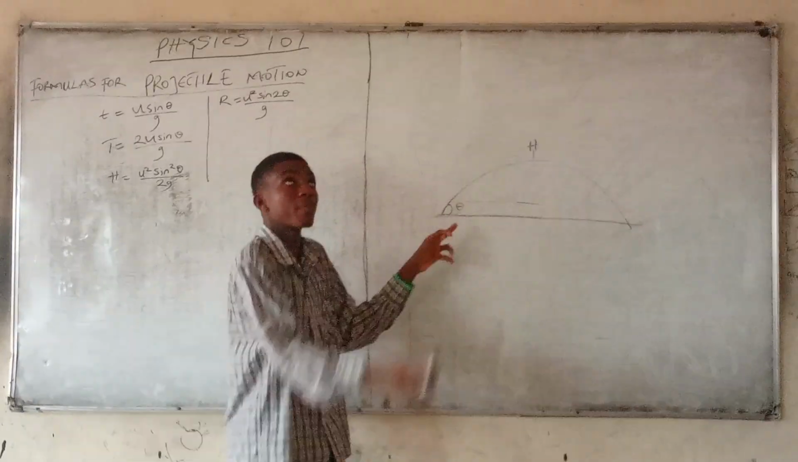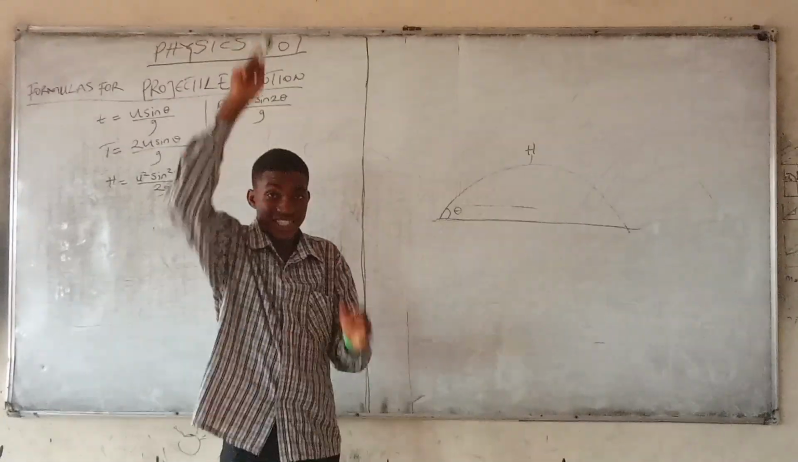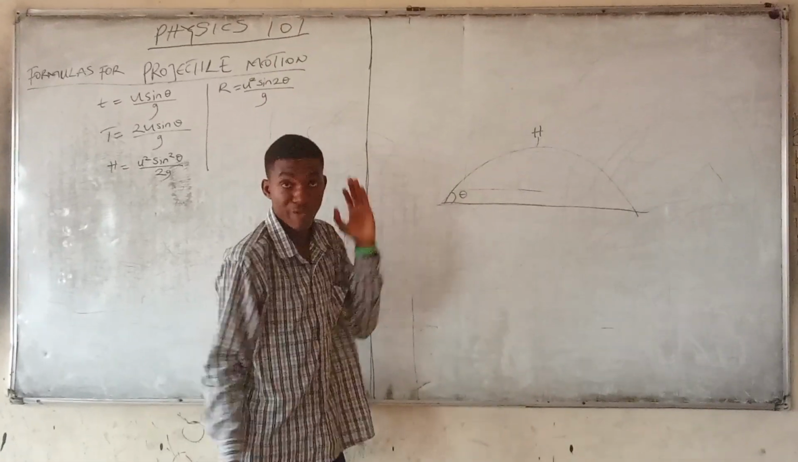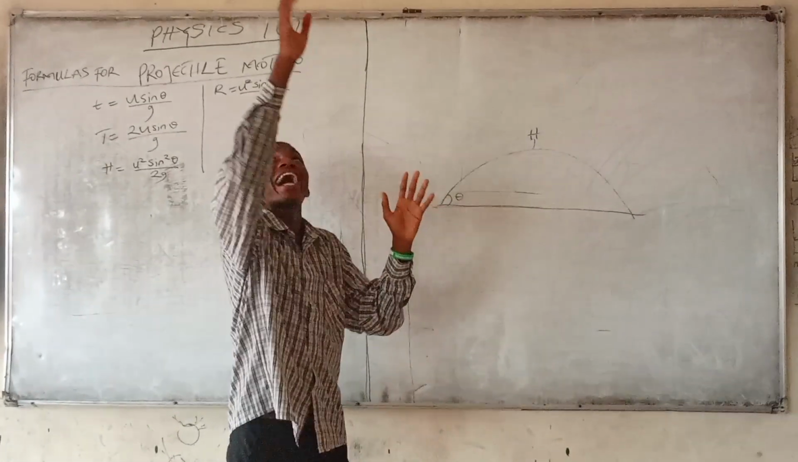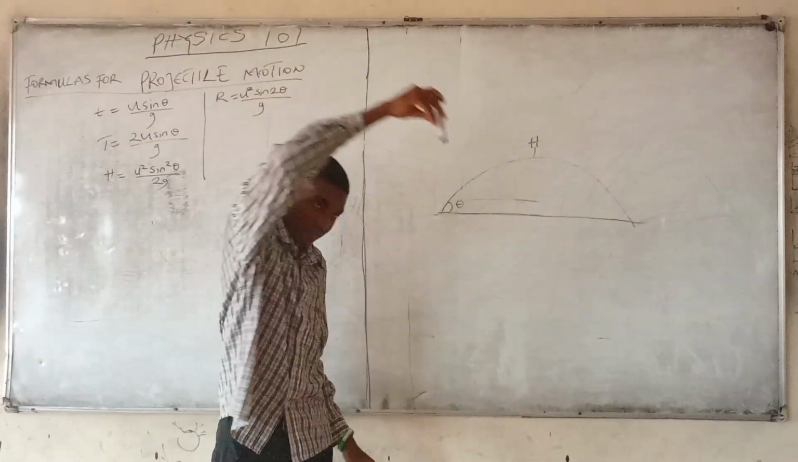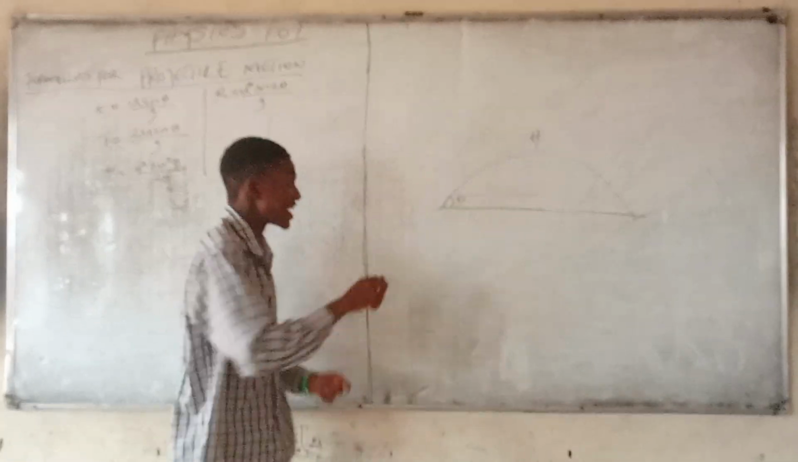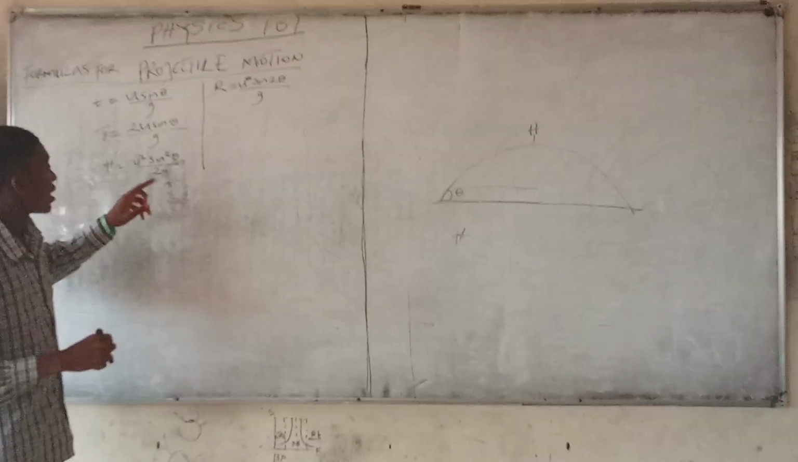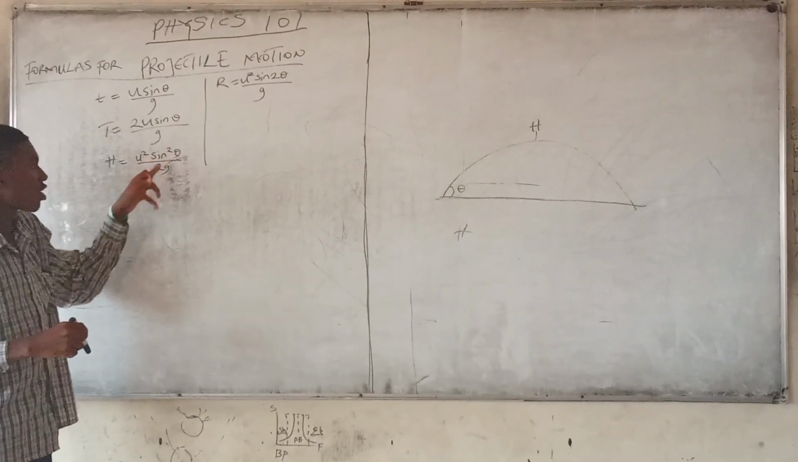If you throw something up, it will get to a height first before it starts dropping down, because of gravity, depending on the force you use to throw it. So that height it gets to is h, capital H. That is the maximum height attained, and the formula is u squared sine squared theta over 2g.